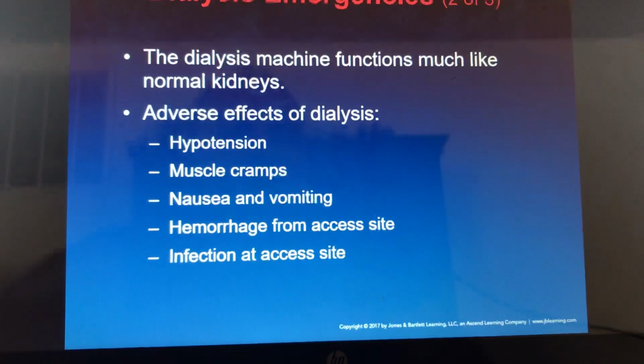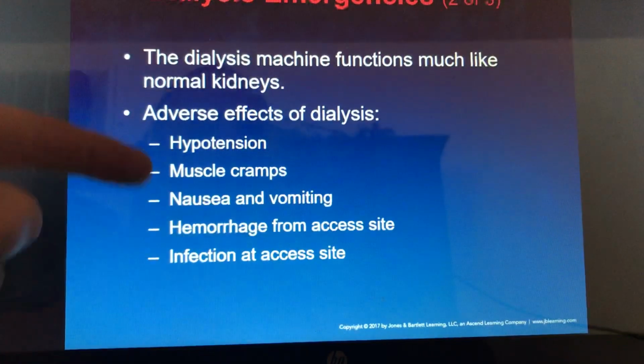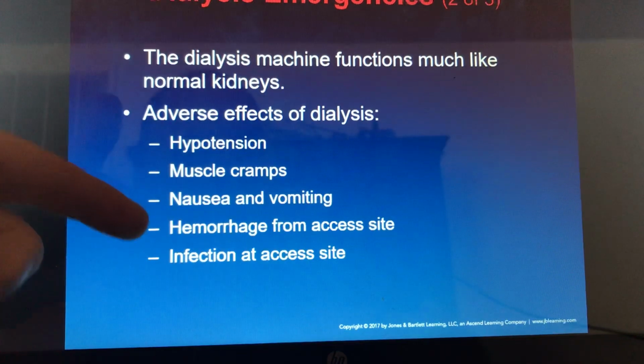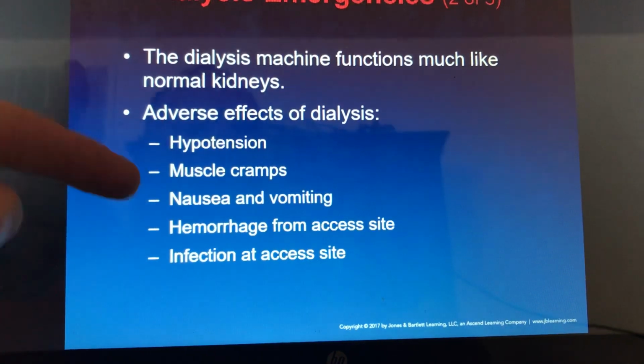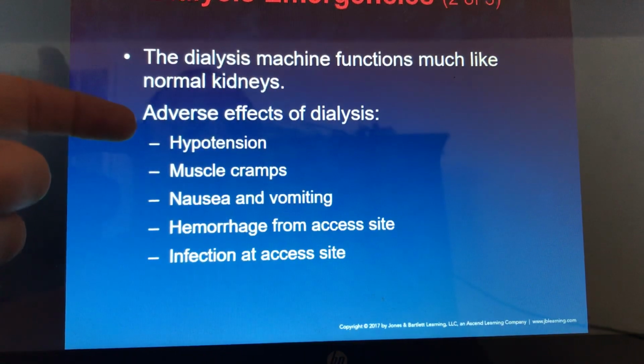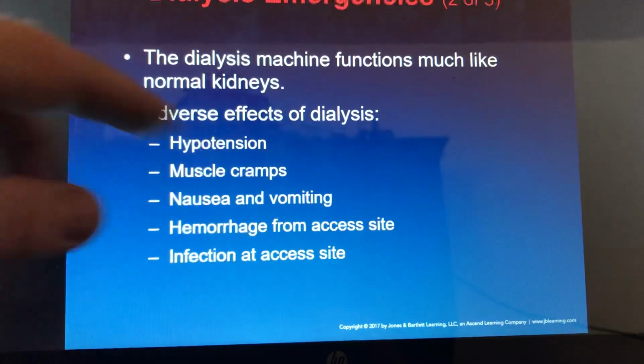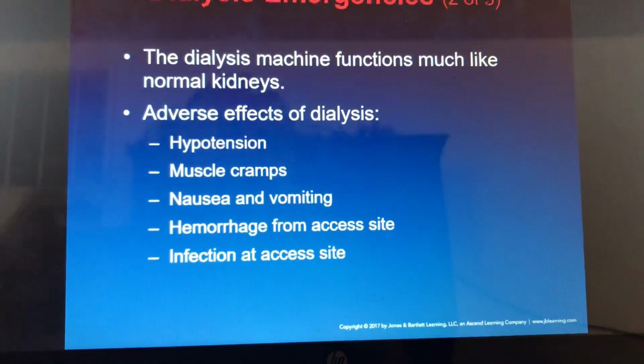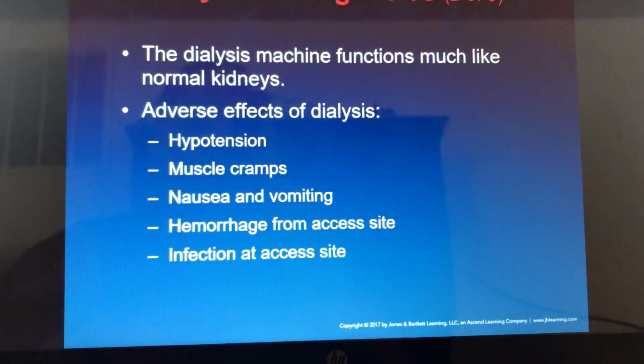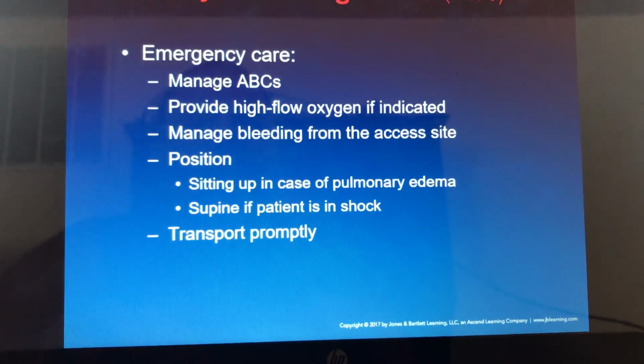Again, some adverse effects. They can pull off too much of the electrolytes. You can have a shift in sodium, potassium, chloride. Muscle cramps can come from that. Nausea, vomiting can come from that. You can have hemorrhage at the site that they can't control. They also try to regulate the fluid that gets pulled out. If they pull out too much fluid, you can have hypotension. And you can have infection or issues at the actual puncture site where they go in and puncture. So that's always something you need to be wary of.